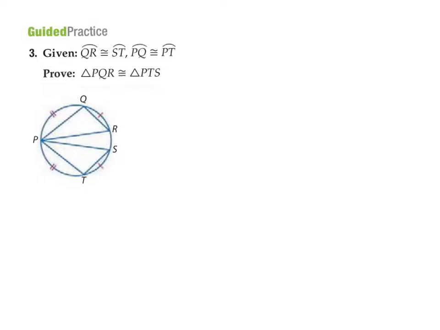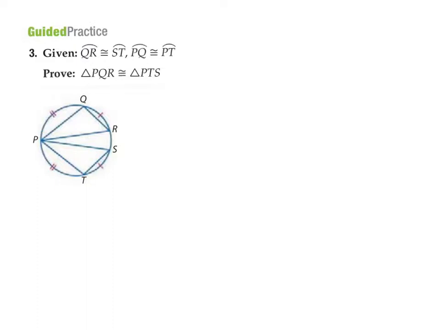Alright, so I noticed that I'm still trying to prove that two triangles are congruent to each other, so I'm back to using the side-angle-side reasons in my proof. So I have to figure out how to show that some of the sides or some of the angles are congruent. Let's take a look at what we've got here. We know that arc QR is congruent to arc ST. What can we do with that information?